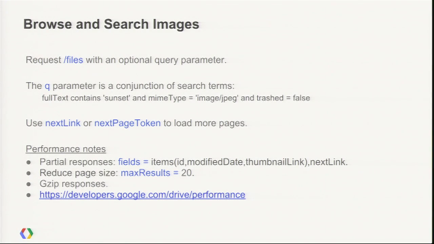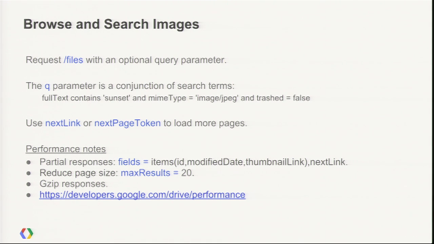So for browsing and searching images, this is our recipe. So we request the files list, and you can specify a query. One cool thing about Google Drive queries is they're structured. So you can actually give it a conjunction of search terms. So here, what we do is we request from the full text index, something that contains what the user typed, so like sunset. We request only images, and we request things that haven't been trashed. And then when this response comes back, you get a list of file objects, and it includes a next link that you can use to paginate through. So really easy to get a paginatable list of results for a specific query.